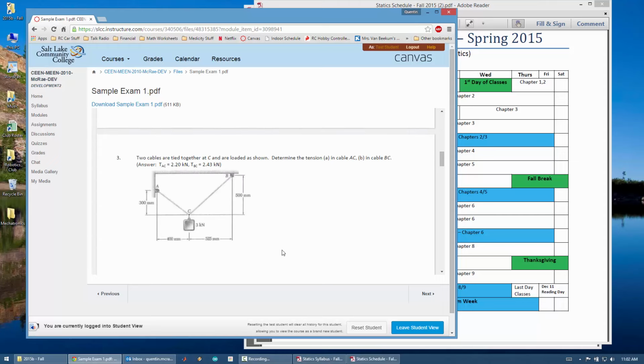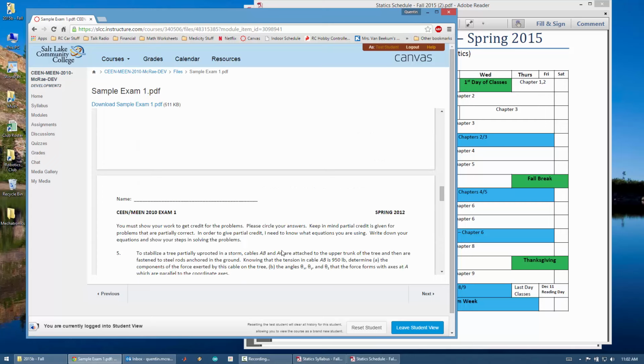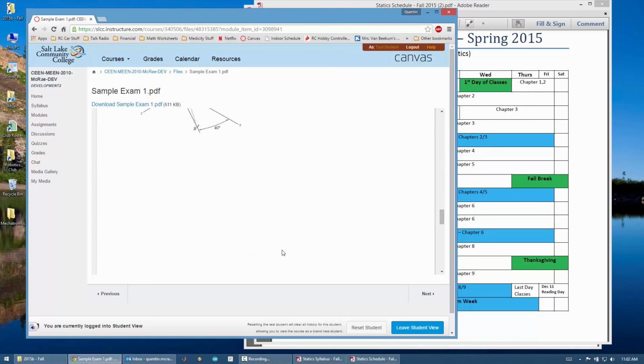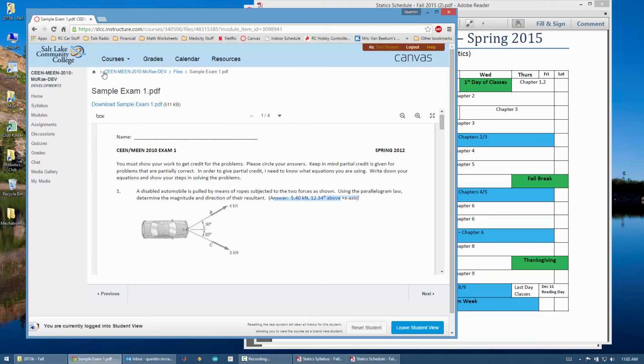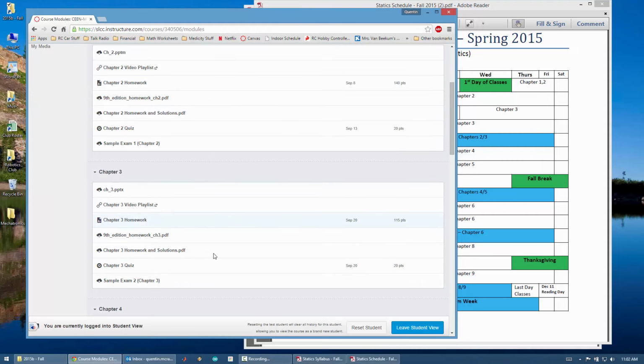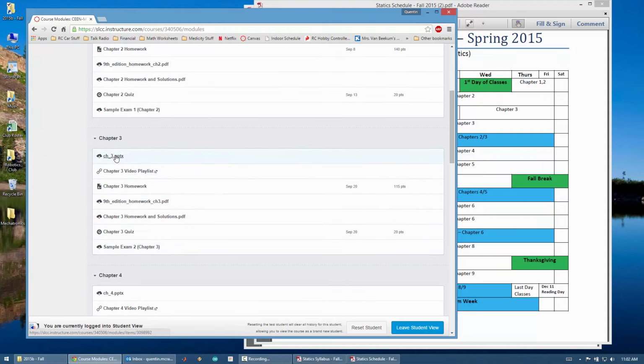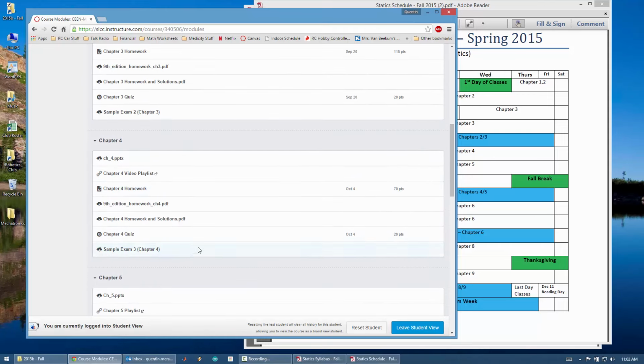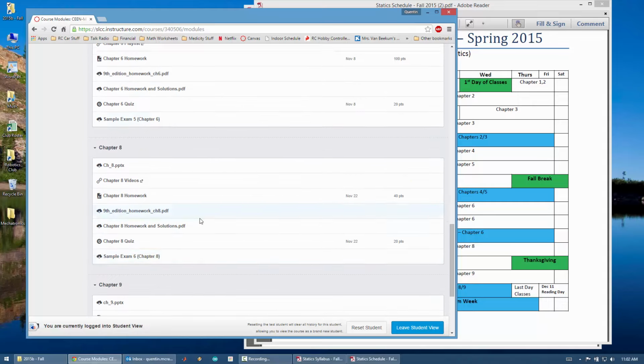And so this is the sample exam. Again, it's technically designed for a 2-hour thing, so this is about twice the exam that you would actually have to take in class. But you can see they're just homework problems again, and that's all I expect on the exams. So as far as the modules go, I think that is pretty indicative of what to expect. There's again the PowerPoint, the playlist, the homework files, the quiz, and then a sample exam, and there's one for every chapter.